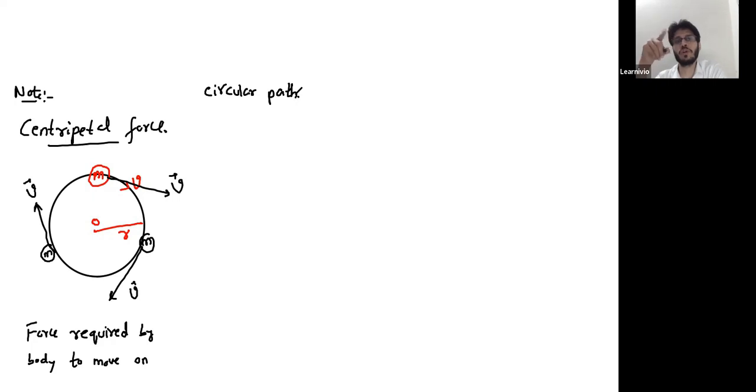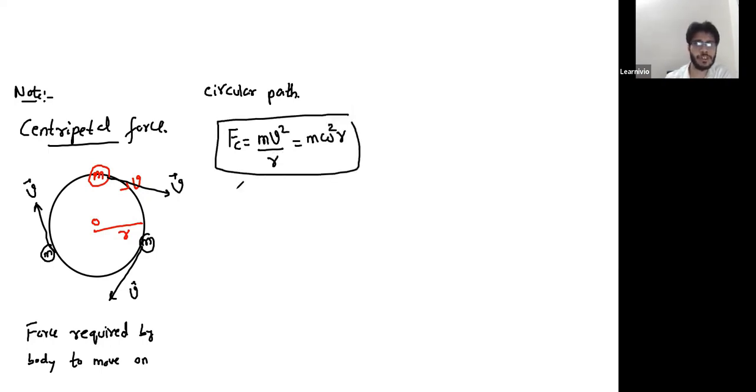So if a body wants to move on a circular path, it will need a force which is known as centripetal force. The magnitude of centripetal force is mv square by r, or you can even write this as m omega square r. Here v is velocity and omega is angular velocity.